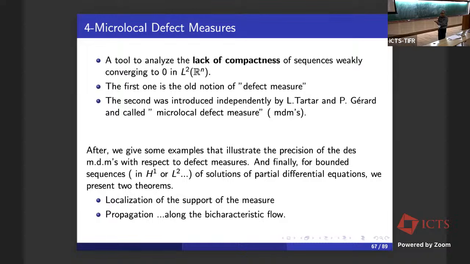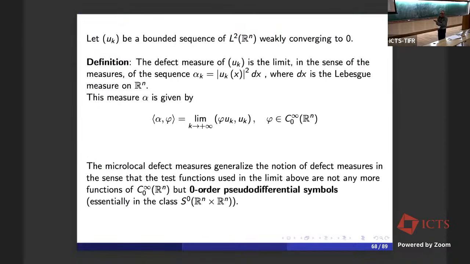Actually, the microlocal defect measures is an improvement of the defect measures, which is an old notion. When you take a sequence that is bounded in L2, uk square is bounded in L1, okay? And we know in this case that we can extract a subsequence that is converging in the sense of measure. That means that for every function test phi, you can take only continuous with compact support, this limit exists. So it is linear with respect to phi, and this is the measure, the defect measure associated to uk.